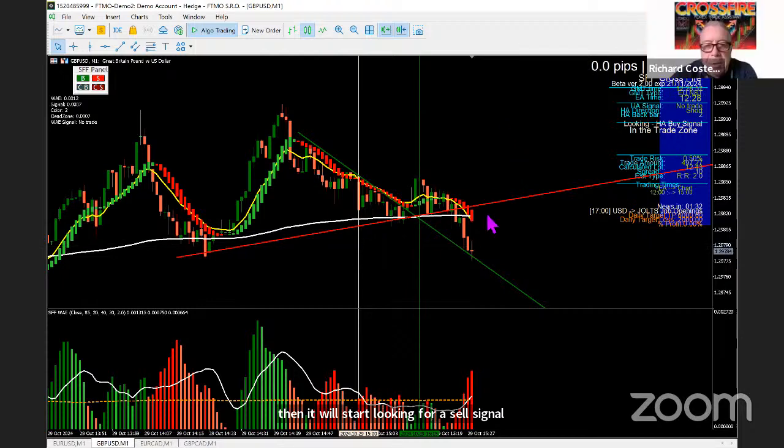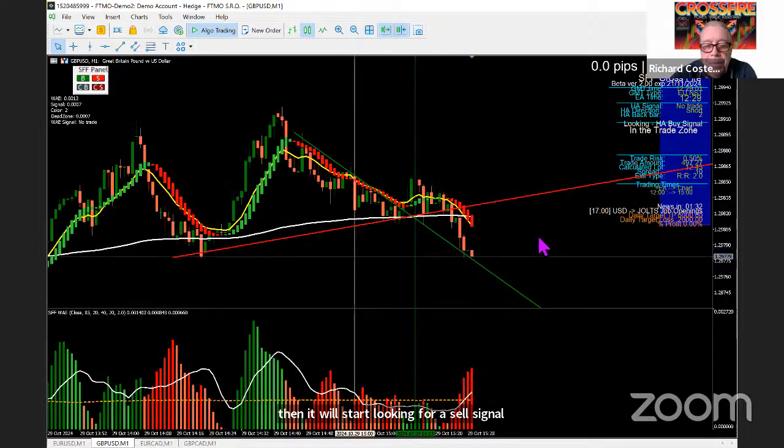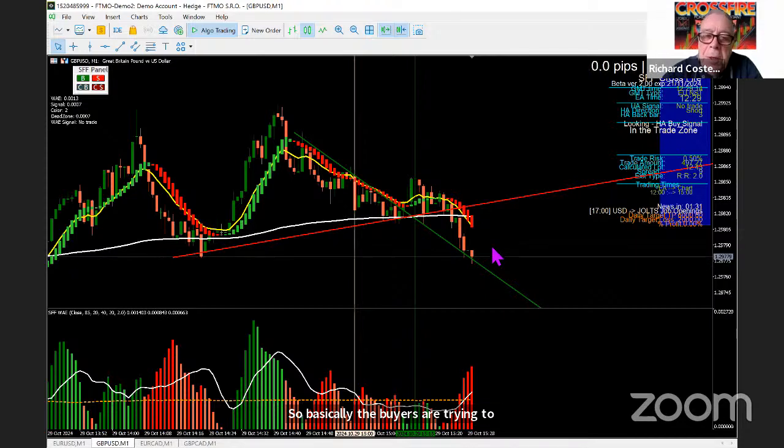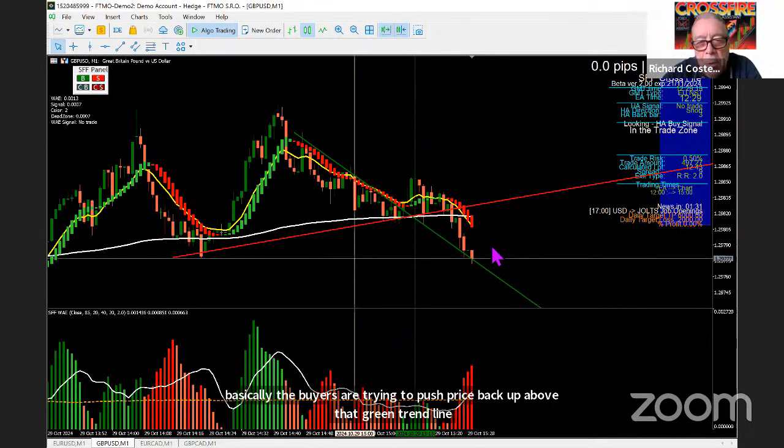When it's struggling to get past that green trend line, there's what we call an indecision candle, a doji candle. So basically the buyers are trying to push price back up above that green trend line, and the sellers are trying to push price down below that green trend line.